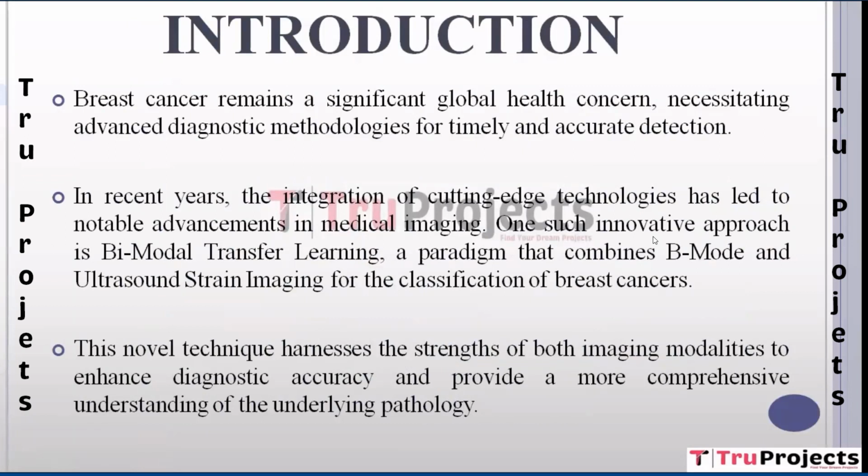Breast cancer continues to pose a substantial worldwide health challenge, underscoring the need for sophisticated diagnostic techniques to ensure prompt and precise identification. In recent times, the incorporation of state-of-the-art technologies has resulted in significant progress within the field of medical imaging. A pioneering strategy in this domain is bimodal transfer learning, which integrates B-mode and ultrasound strain imaging for the categorization of breast cancers. This innovative method capitalizes on the advantages offered by both imaging modalities, aiming to improve the precision of diagnosis and offer a more thorough insight into the inherent pathology.